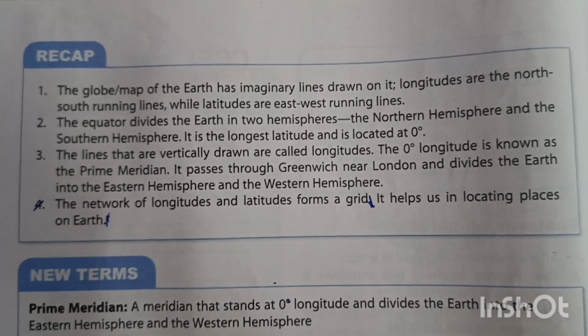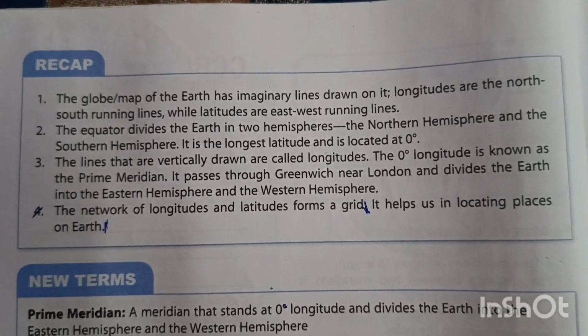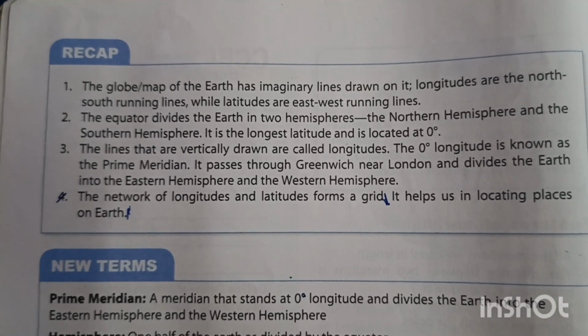And the network of longitudes and latitudes forms a grid and it helps us to locate places on earth.